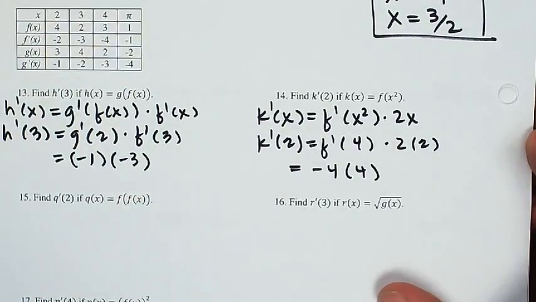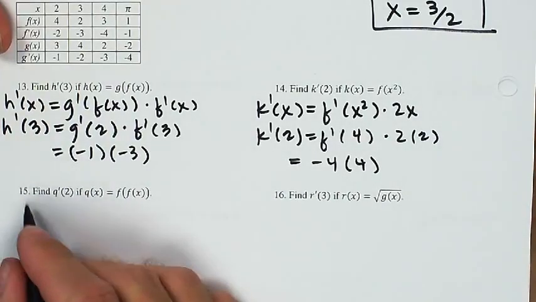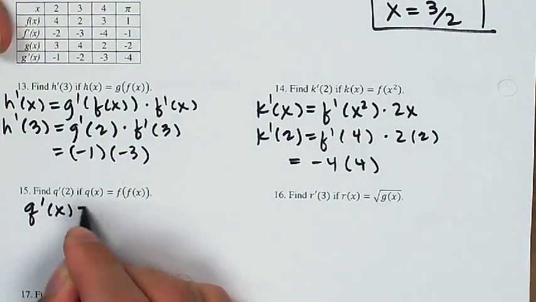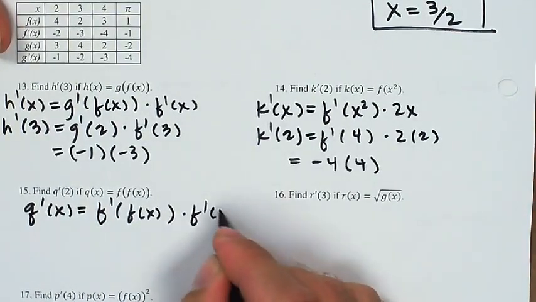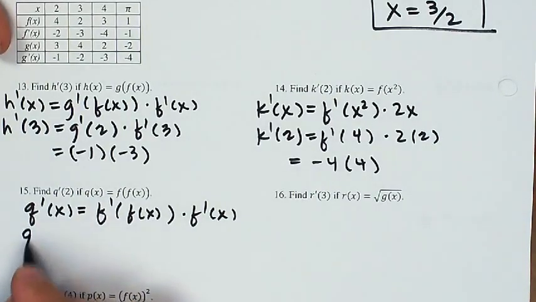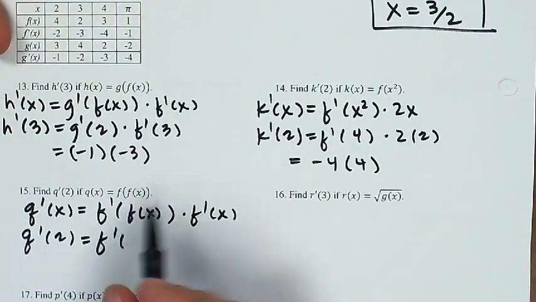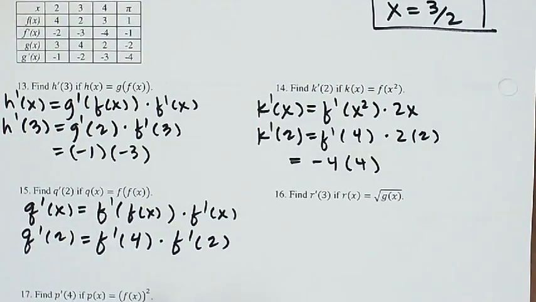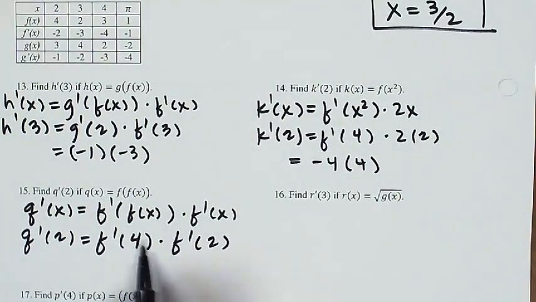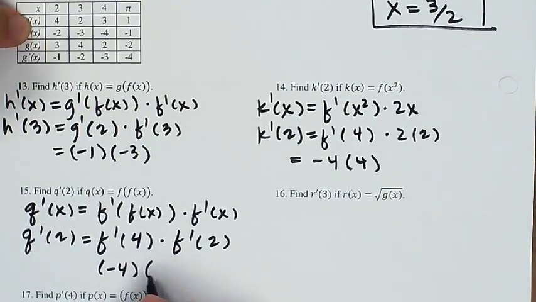All right, and then okay, f of x. Okay, take the derivative of the outside, leave the inside the same, then multiply by the derivative of the inside. And q prime of 2 is going to be f prime of f of 2, which is 4, times f prime of 2. Just plugging in there. All right. I lost myself. I'm just going to look these up off the table. f prime of 4 is -4, and f prime of 2 is -2.